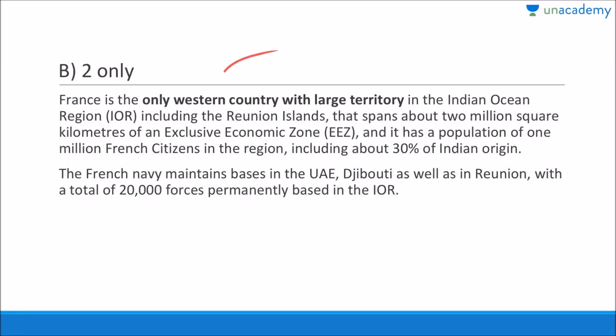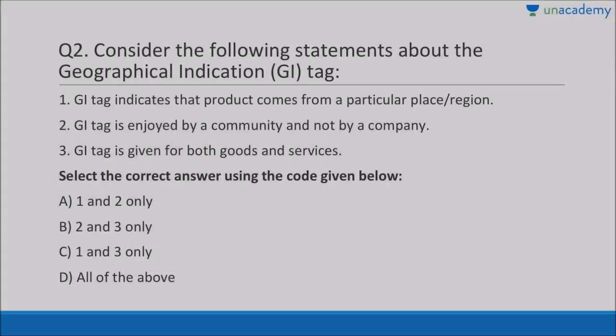So France is the only Western country with large territory in the Indian Ocean region, including the Reunion Islands. And they span about 2 million square kilometers of EEZ. And it has a population of 1 million French citizens in the region, and about 30% are people of Indian origin. And French Navy maintains bases in UAE, Djibouti, as well as in the Reunion Islands. And 20,000 forces are permanently based in the IOR.